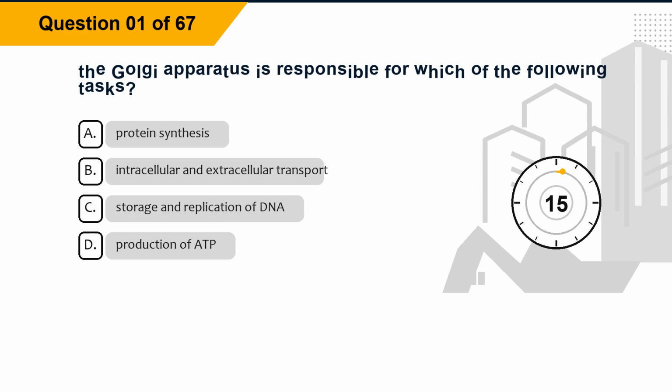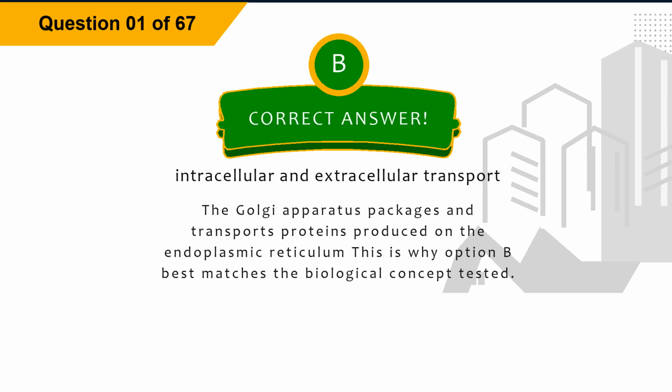Question 1. The Golgi apparatus is responsible for which of the following tasks? Option A, protein synthesis. Option B, intracellular and extracellular transport. Option C, storage and replication of DNA. Option D, production of ADP. The correct answer is option B, intracellular and extracellular transport. Explanation. The Golgi apparatus packages and transports proteins produced on the endoplasmic reticulum. This is why option B best matches the biological concept tested.